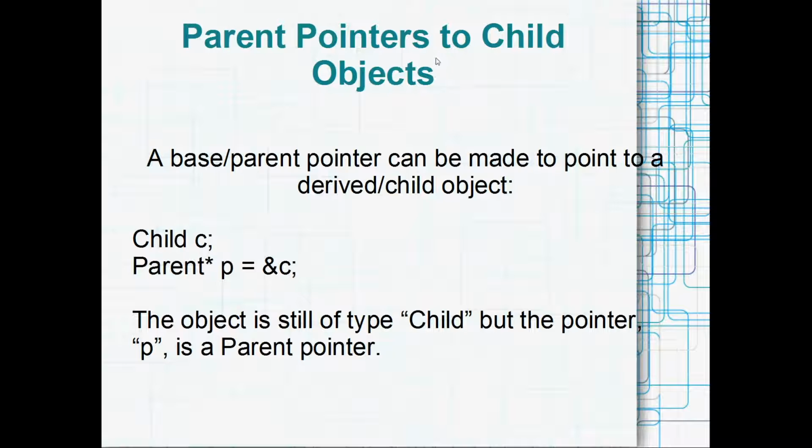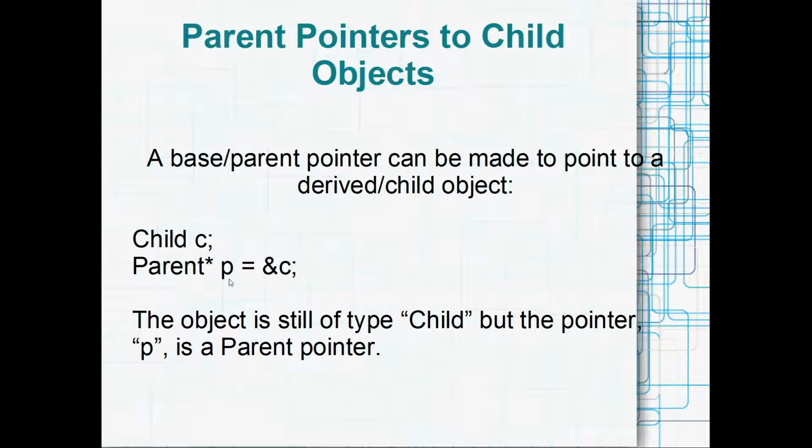Anyway, parent pointers to child objects. This is fine too, and this is really one of the most fundamental things that allows us to do polymorphism. So a base or parent pointer can be made to point to a derived or child object. This code just here is only really sensible if the parent class here is the parent of the child object. So I'm thinking just here that the child class inherits from that parent.